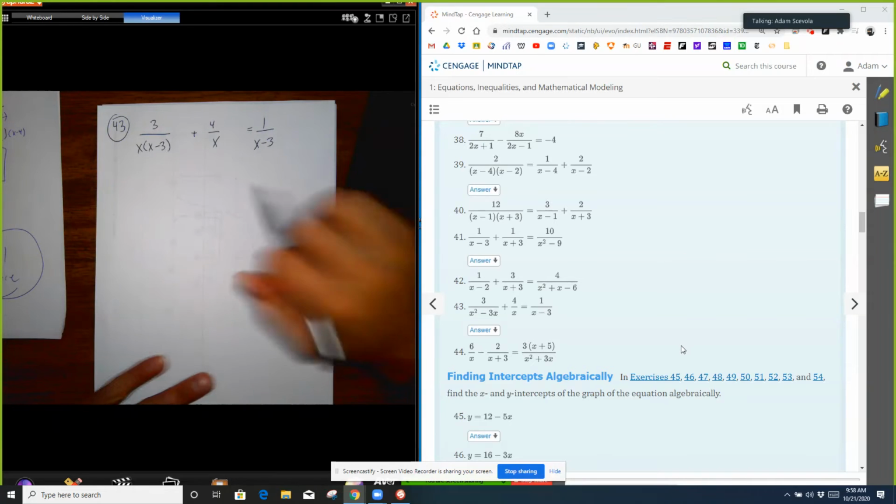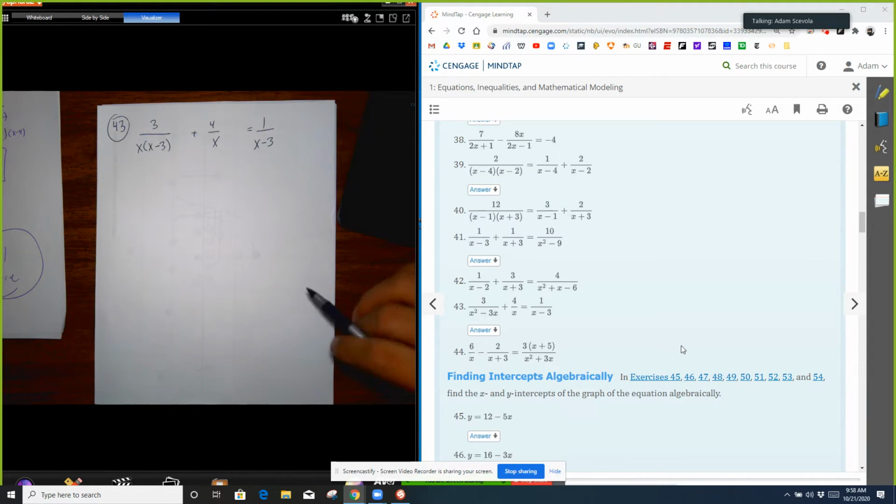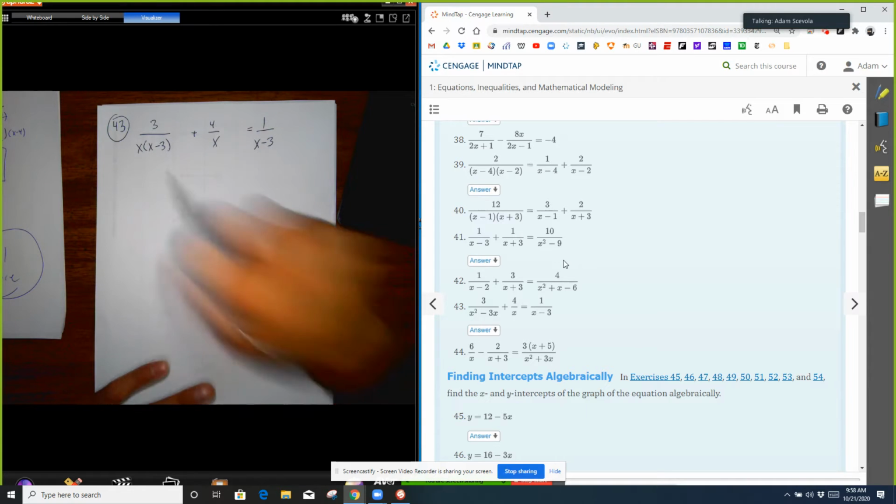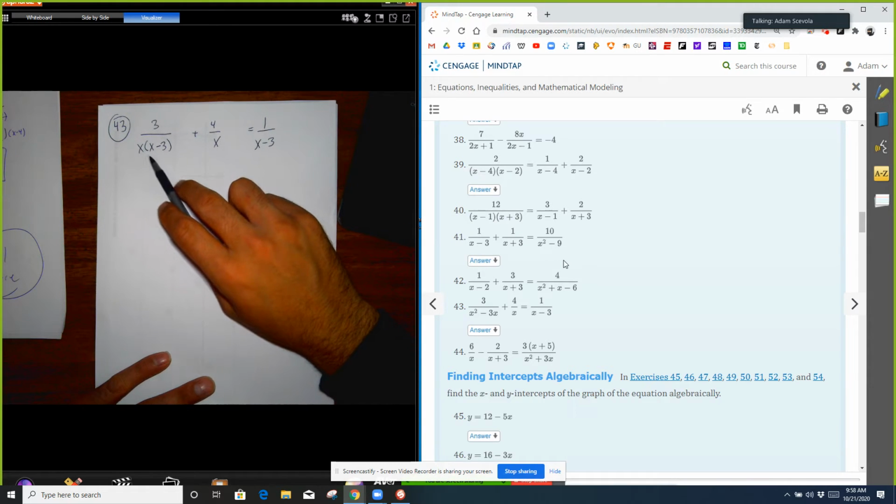All right, so in this question, number 43, we need to solve this rational equation. So what I did is I took this equation and factored the denominator. So we got x times x minus 3.